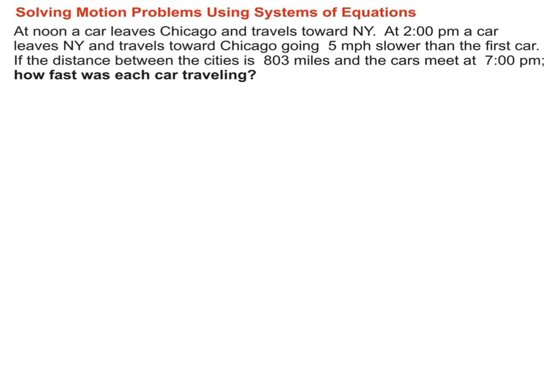It's problems like this. At noon, a car leaves Chicago and travels toward New York. At 2 p.m., a car leaves New York and travels toward Chicago, going 5 miles per hour slower than the first car. If the distance between the cities is 803 miles and the cars meet at 7 p.m., how fast was each car traveling? Now, I know exactly what you're thinking. You're thinking, that's impossible. Well, it's not.